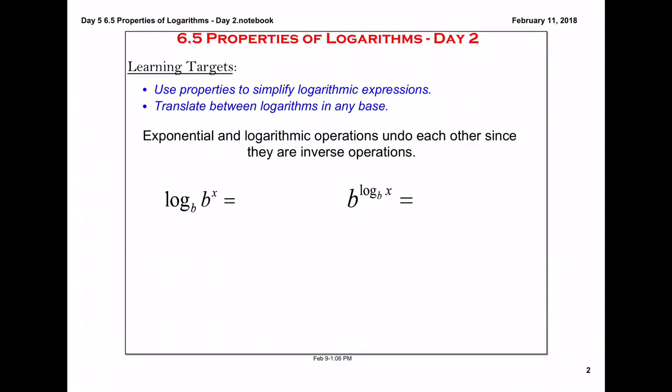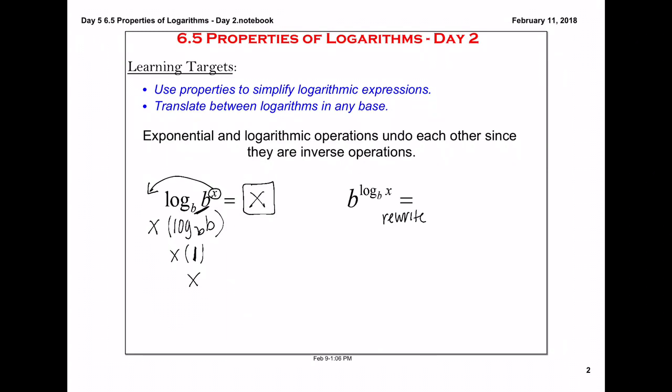Exponential and logarithmic operations undo each other since they are inverse operations. So if we're looking at log with a base b of b to the x power, in the previous lesson we learned that this x we could bring down in front. So we have x times log base b of b. We learned in a previous lesson that when your base and your log match, it equals 1 whole. So 1 times x is x. Therefore, whenever you have log with a base b of b raised to an exponent, it simplifies to whatever your exponent is.